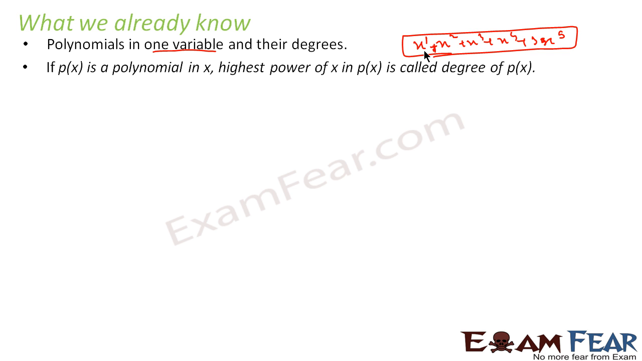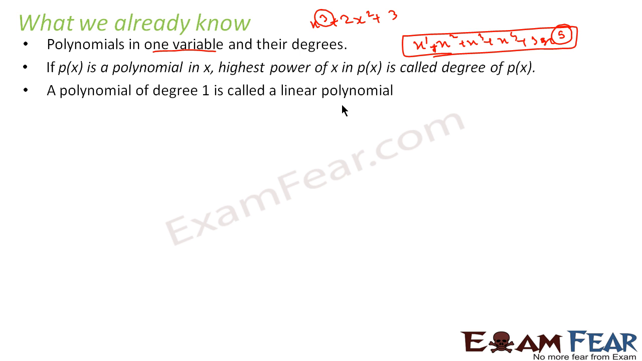We also know that if p(x) is a polynomial in x, the highest degree of x in p(x) is called degree of p(x). For example, if we are talking about this polynomial, the highest degree is 5, so we'll say that degree of this polynomial is 5. If we had x cube plus 2x square plus 3, the highest degree is 3, so we'll say the degree of polynomial is 3. We have learned this in the past classes.